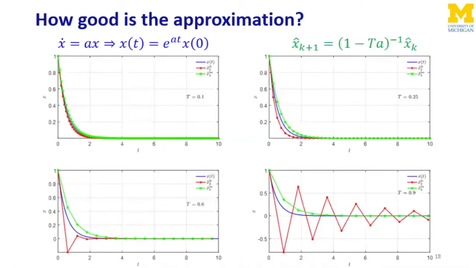So again, let's look at how good the approximation is. I'm showing in blue the true solution. In red, I'm showing the forward Euler based discrete time system solution. And the green trace in all the 4 plots shows the solution with the backward Euler approximation. And as you can see, the backward Euler approximation is actually slightly better than the forward Euler method.